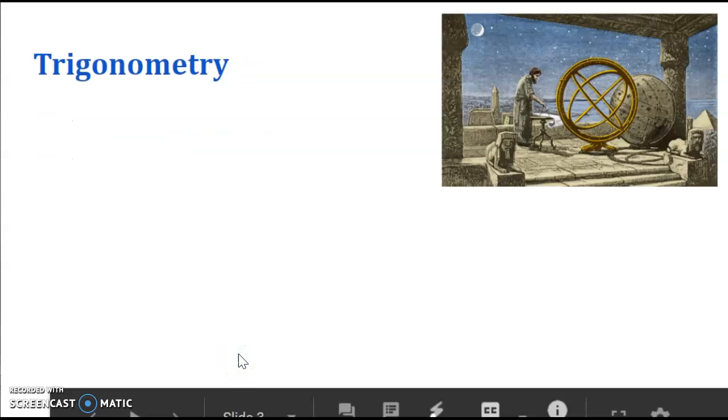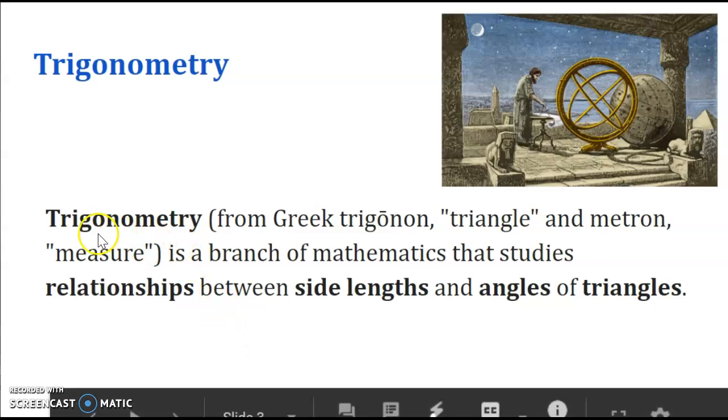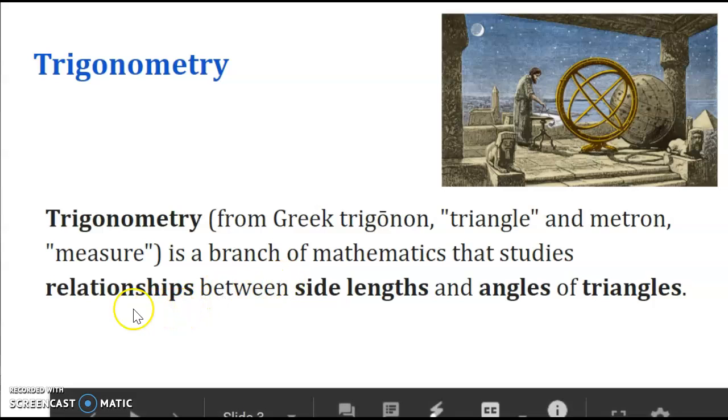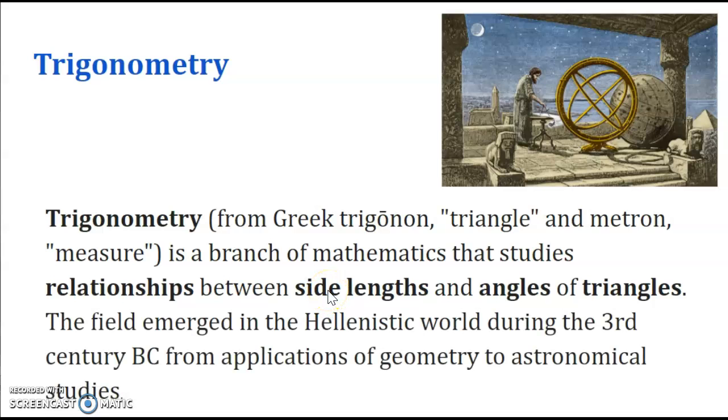So, quick history about trigonometry. Trigonometry comes from the Greek word trigonon, which means triangle, and metron, which means to measure. So it's really a measure of triangles, which is the literal translation. It is a branch of mathematics that studies relationships between side length and angle of triangles. The field emerged in the Hellenistic world during the 3rd century BC from the application of geometry to astronomical studies. So they did a whole lot of studies on astronomy in the olden days.